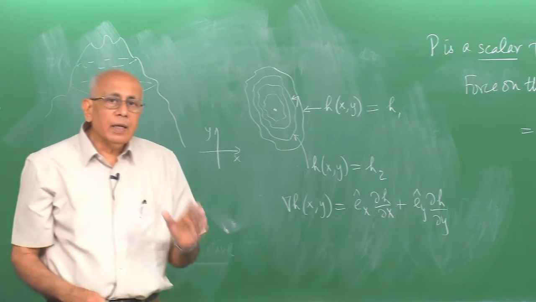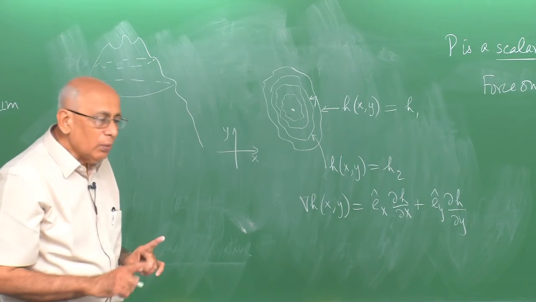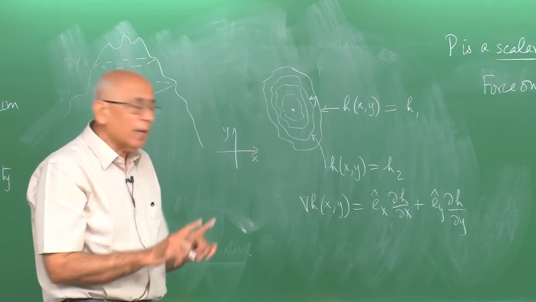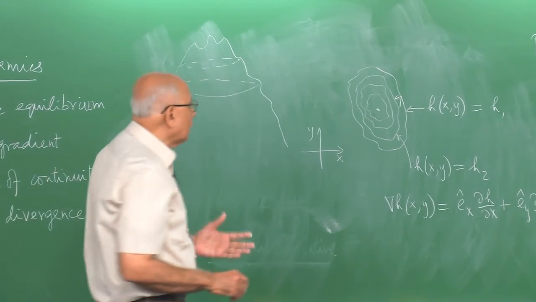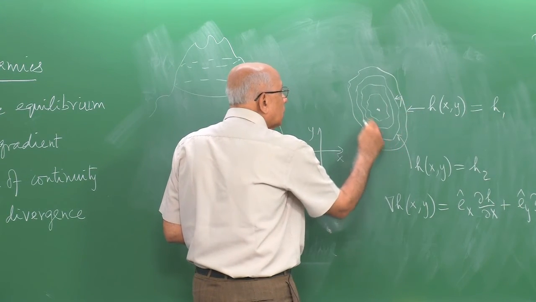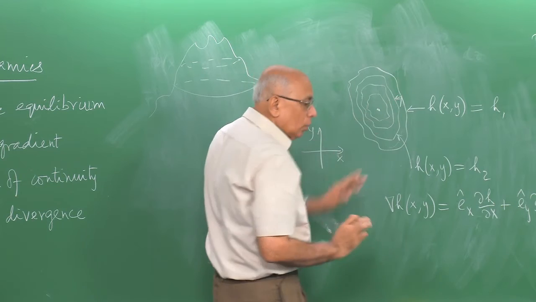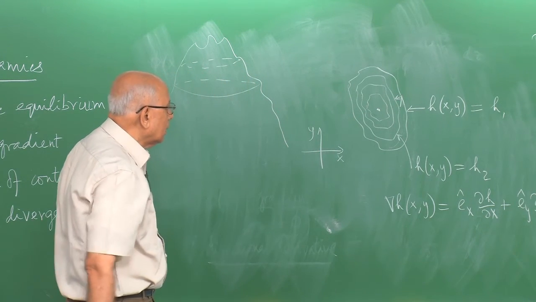Therefore, the gradient of a scalar function is in the direction in which the function increases most steeply. In other words, this is the steepest way to climb the mountain. Normally you take a winding path to climb up, but if you did this, you go straight up the gradient, the maximum possible steepness here.